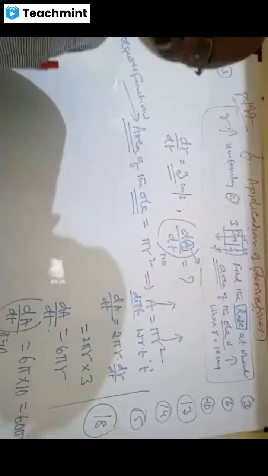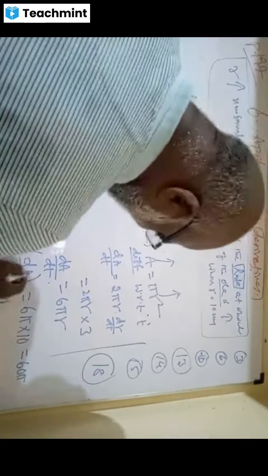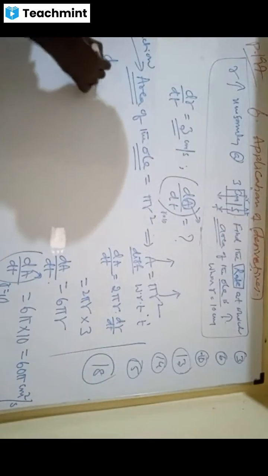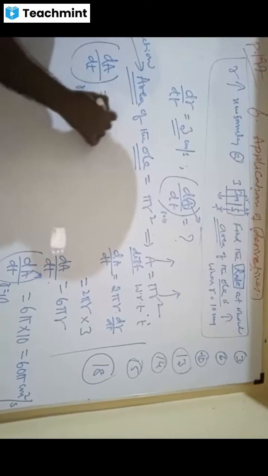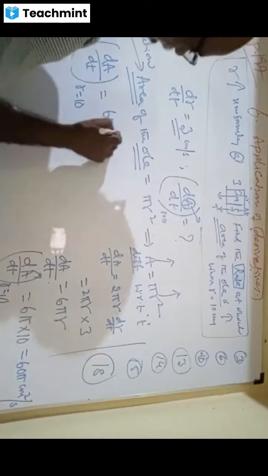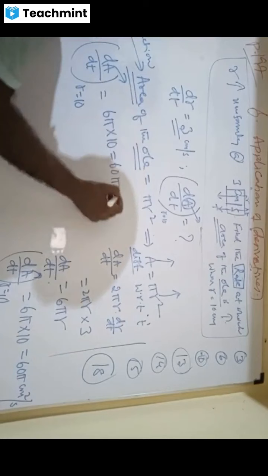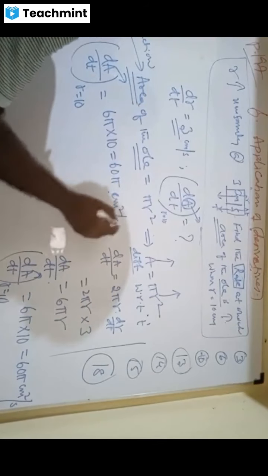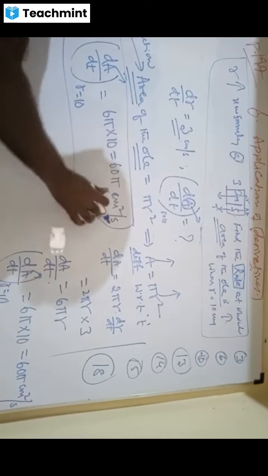Can anybody tell the unit? Area means centimeter square per second. I write here dA by dt at r equal to 10 is 6 pi r, and r is 10 now, that is 60 pi. Area's unit is centimeter square, per unit of time, which is second. I hope it is clear, right?